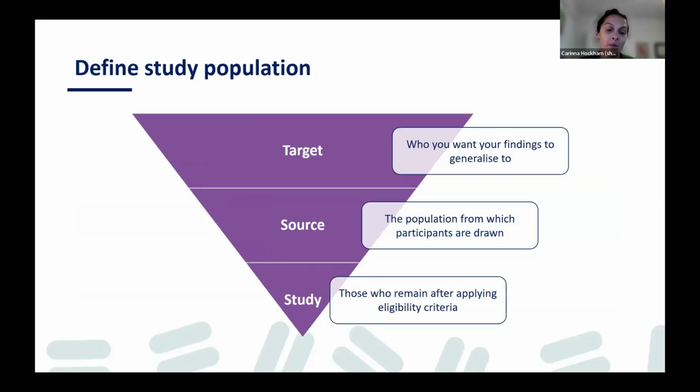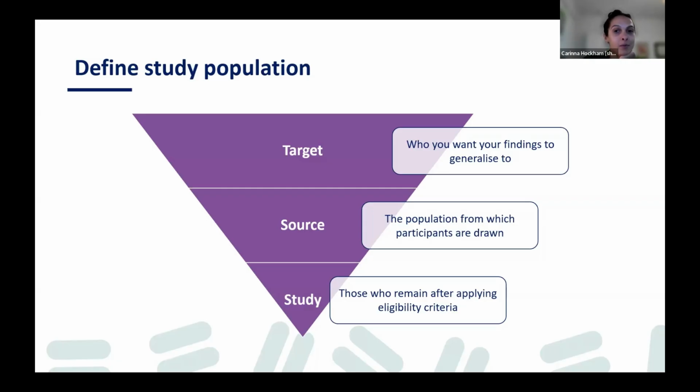Now that we've covered the formulating the research question stage of study design, the next stage is defining your study population. And it's useful to think about this in terms of the 3 population levels that every study moves through. So that's the target population, which is the group you ultimately want your findings to generalize to, the source population, which is the population from which potential participants are actually drawn, and the study population, i.e. those who remain after applying eligibility criteria.